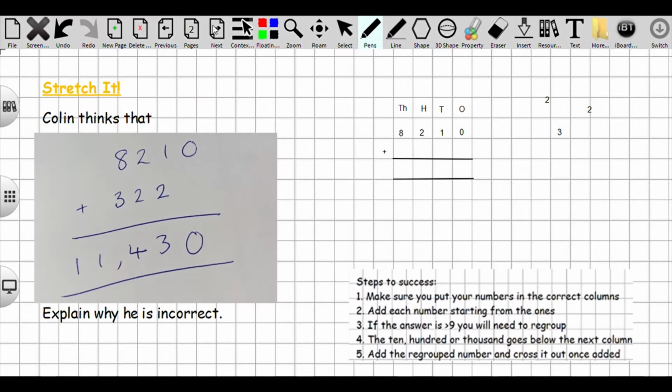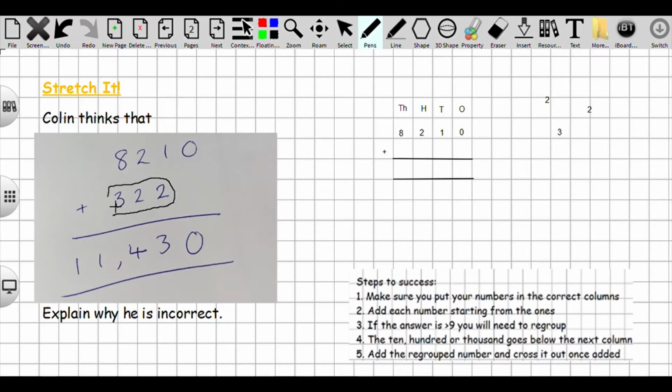Moving on. Stretch it then. Colin thinks that 8,210 add 322 is 11,430. So let's see what Colin has done. He said 0, add nothing is 0. Okay, fair enough. 1 plus 2 is 3. 2 plus 2 is 4. And 8 plus 3 is 11. Now, what mistake has he made? See if you can identify it. And if you look carefully, you'll see here is the error.